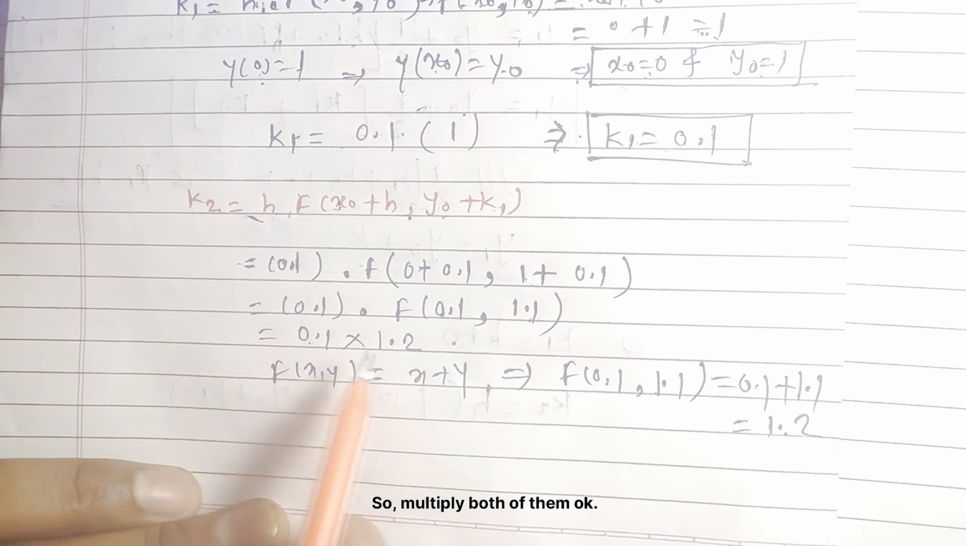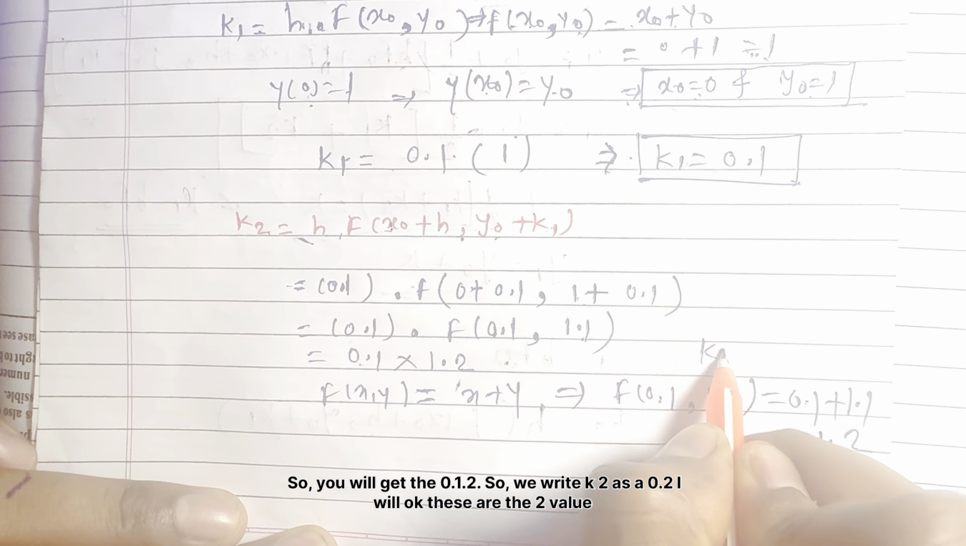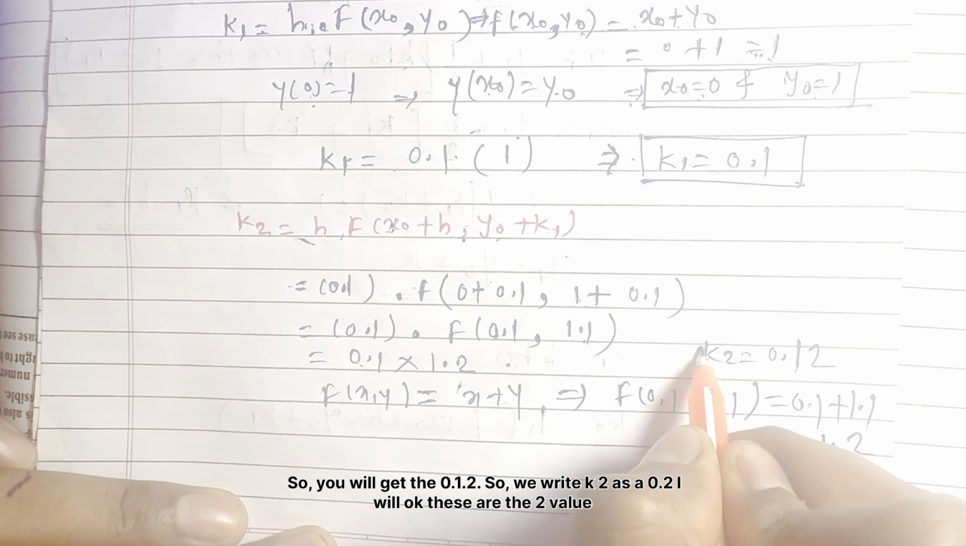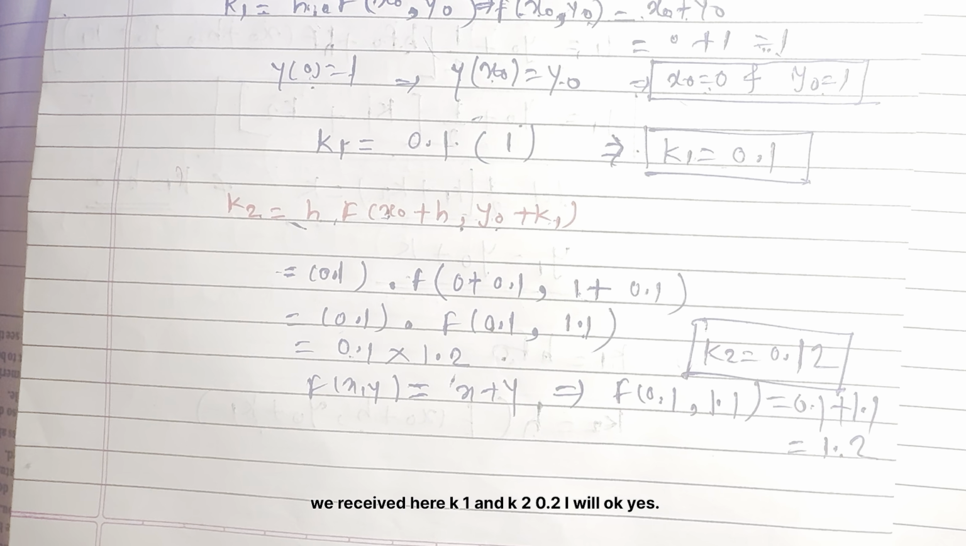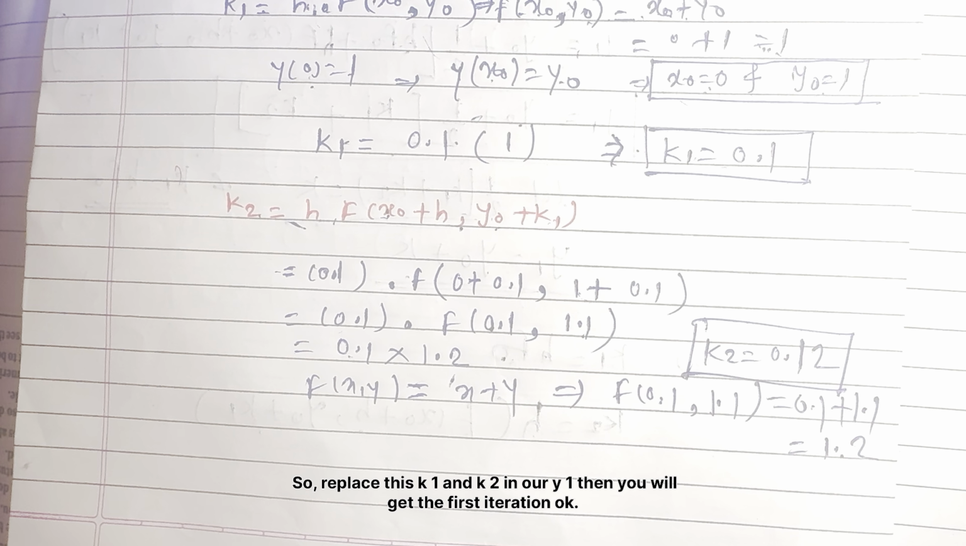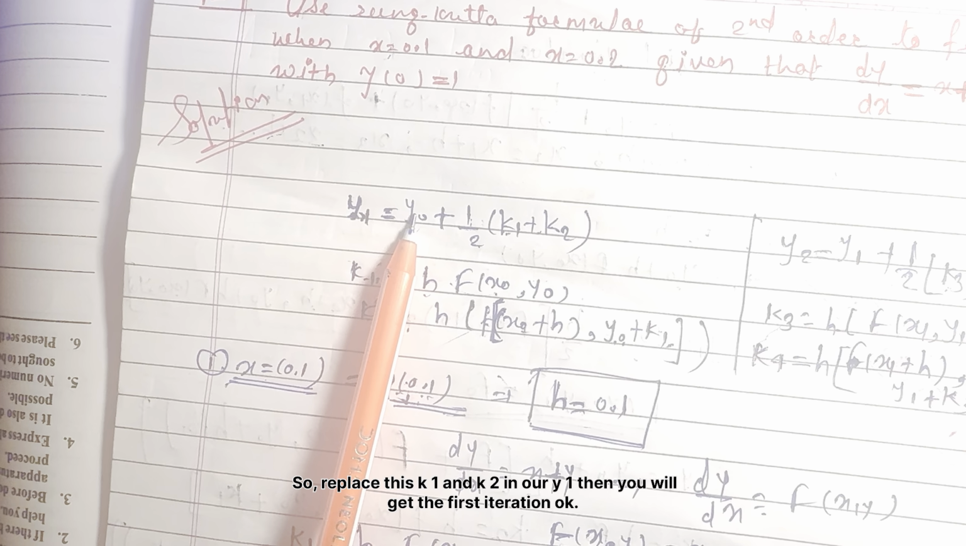So multiply both of them and you will get 0.12. So we write k2 as 0.12. These are the two values we received here, k1 and k2. Now replace this k1 and k2 in our y1, then you will get the first iteration.